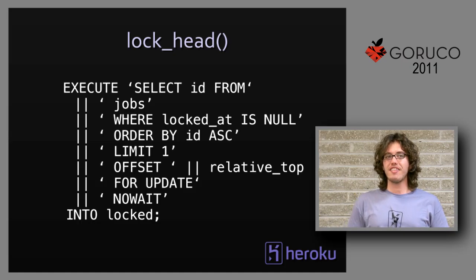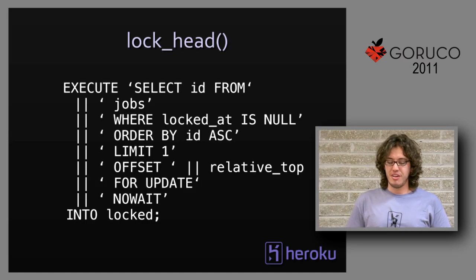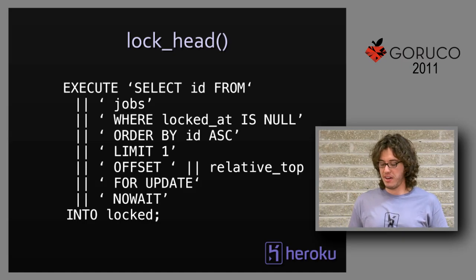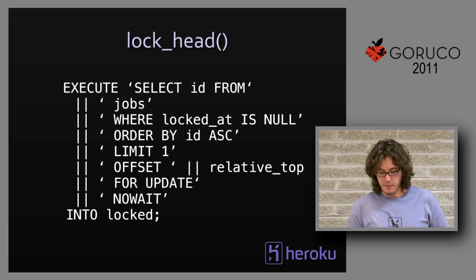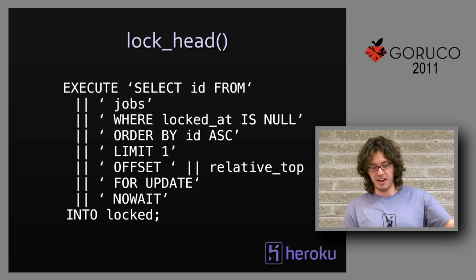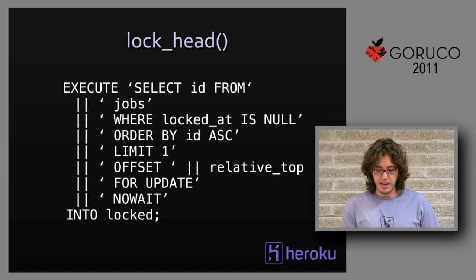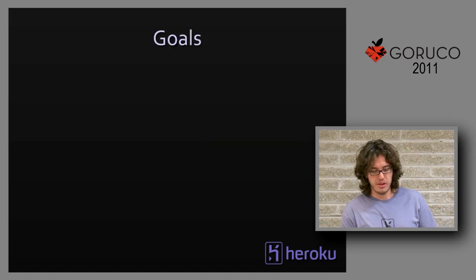So that's the idea behind concurrent code: there's going to be weird stuff that doesn't apply to all your processes, but it applies to some of them. This code doesn't mean everything to everyone all the time, but it does mean something for a few processes. I call processes people, I don't know why. This guy locked the job or whatever. Cool. So that was concurrent code.